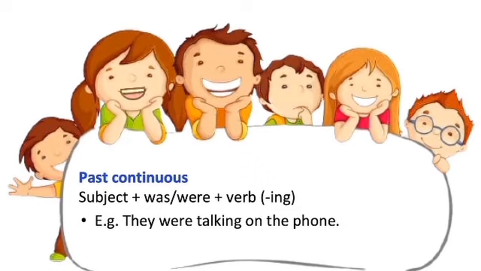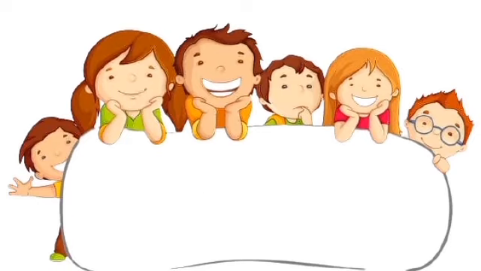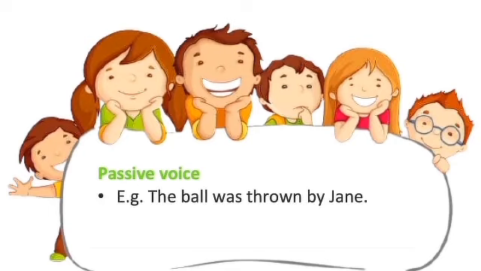Lastly, we use these verbs when forming the passive voice. The passive voice is used to describe what is done to someone or something, so the importance is placed on the action or what happened. For example, the ball was thrown by Jane.